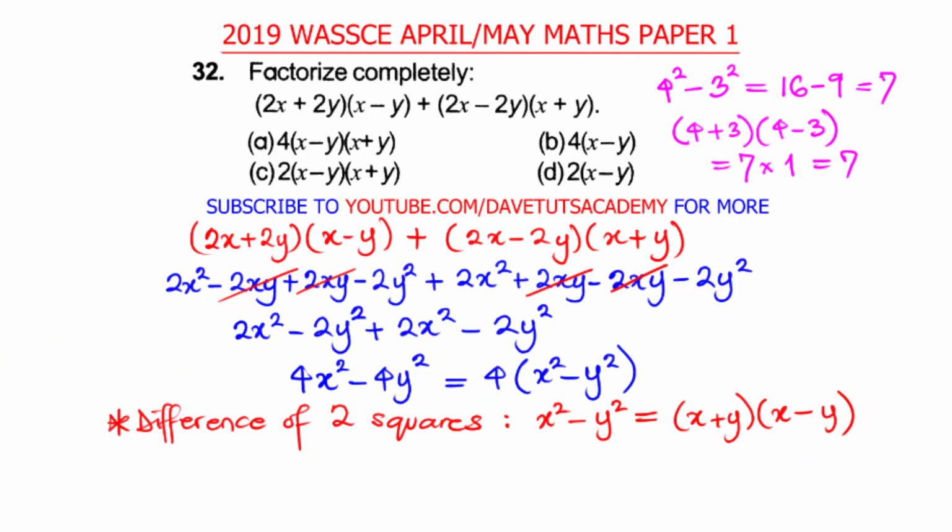So if you employ that, our solution will now become this particular 4 that we have here. Then instead of x squared minus y squared, we have x plus y into bracket x minus y. And if you consider the options that we have, you can see option A corresponds to that, 4 into x minus y and x plus y. We just reversed the order; x plus y, x minus y. You could have said x minus y, x plus y, and option A is the correct answer to this particular question.